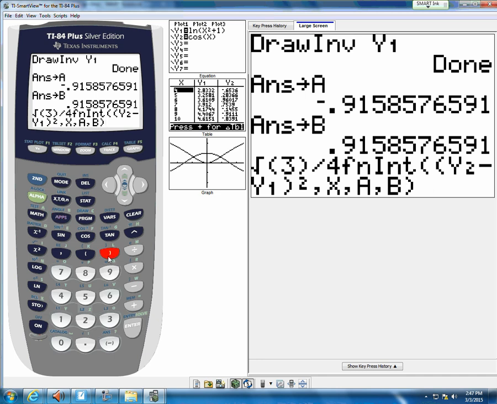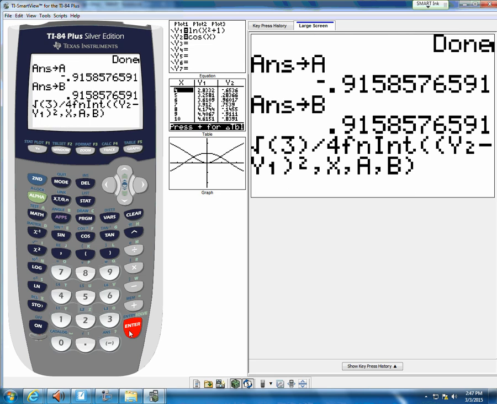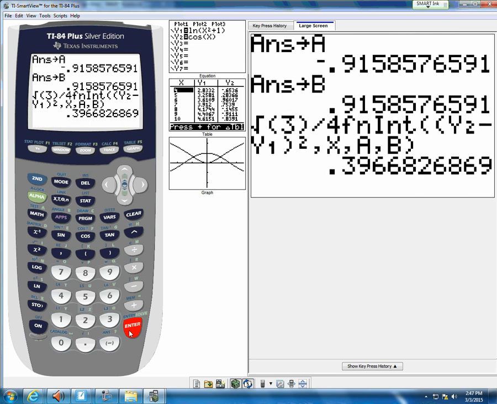So this will give us the volume of our solid. And we want to be accurate to at least 3 places after the decimal. So for our final answer, we will write 0.397.